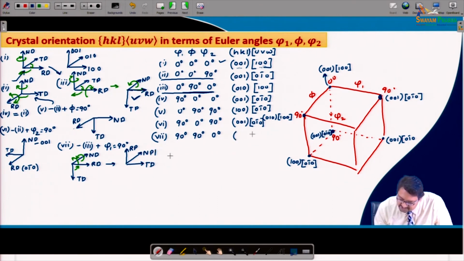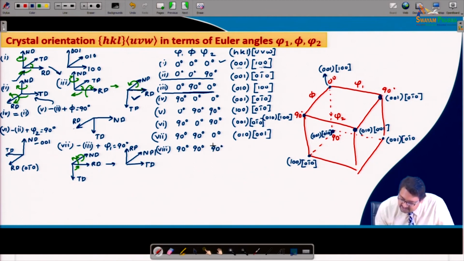So, you see the ND now becomes parallel to, so I am writing it directly here, parallel to the 0 1 0, right, and the RD is basically parallel to 0 0 1. So, let us write this position in the Euler space. So, you see phi 1 90 and phi 90 and phi 2 equal to 0. So, we have got this position, this is 0 1 0, right, 0 0 1. Now, we need to trace another position, which is basically the 8th position, and that is 90, 90 and 90 degrees, right.